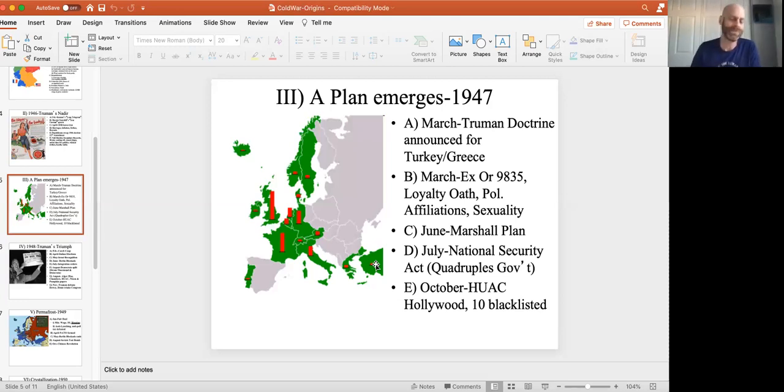What's the Munich Analogy? In 1938, that was the moment in September when Hitler said, I want the Sudetenland in Czechoslovakia. They did not stand up to him, Britain and France and the Soviet Union. Had they stood up to him then, you probably avoid World War II. A lot of people don't know this.